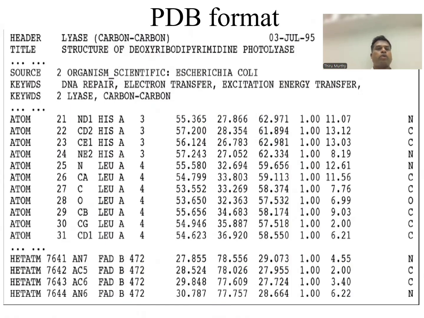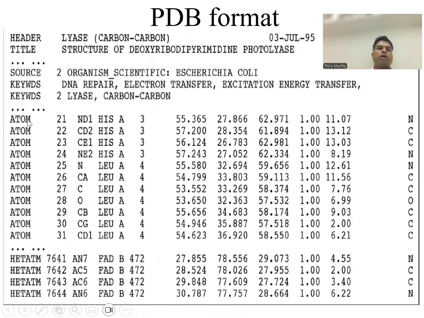After that, we have another important column called atom. The atom records represent protein or nucleic acid components. Hetatm represents small molecules, cofactors, or water molecules present in the protein structure. They will be represented in hetatm.